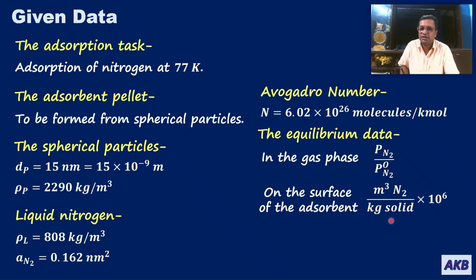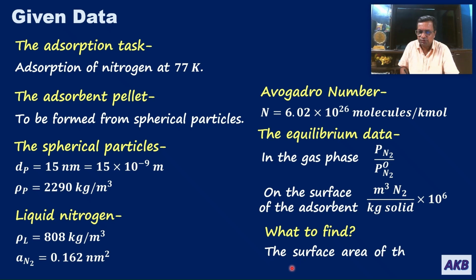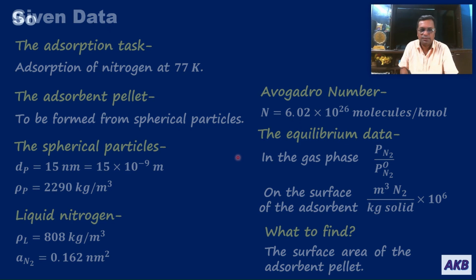I will shortly tell you how to use this. So with all this information, what are we going to find? We are going to find the surface area of the adsorbent pellet. So this is the given data, and by using this given data, we will find out the surface area of the adsorbent pellet. So let us move ahead.